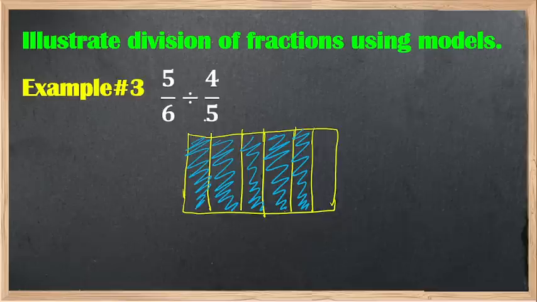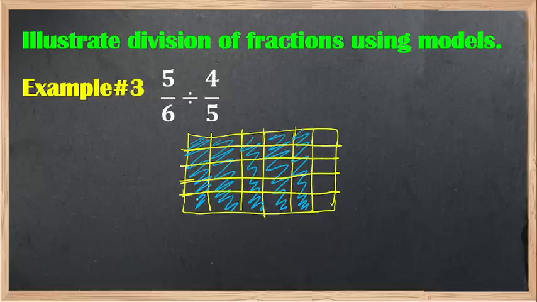Now, let's place the illustration of 4/5. This time we're going to illustrate it in horizontal form. We have 1, 2, 3, 4 to make this one 5. 1, 2, 3, 4, 5. So we have now 5 equal parts for 4/5. And then the shaded region.